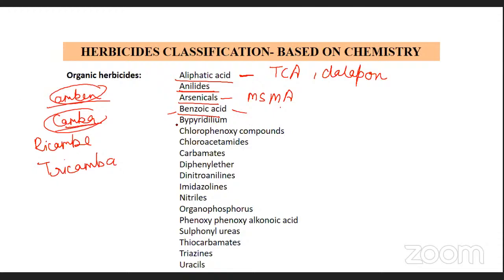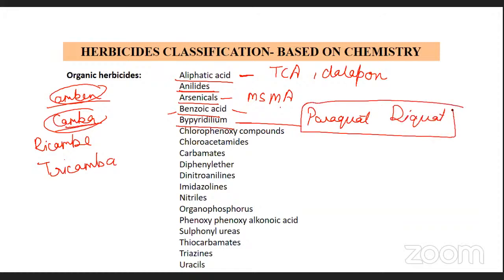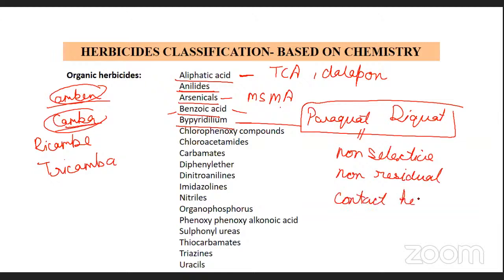Okay, and in the bipyridylium group we usually have paraquat and diquat. As you know, paraquat and diquat are important ones because they are non-selective, non-residual and contact herbicides. For non-selective, non-residual and contact herbicides, we usually give the same example. So remember that paraquat and diquat belong to the bipyridylium group.